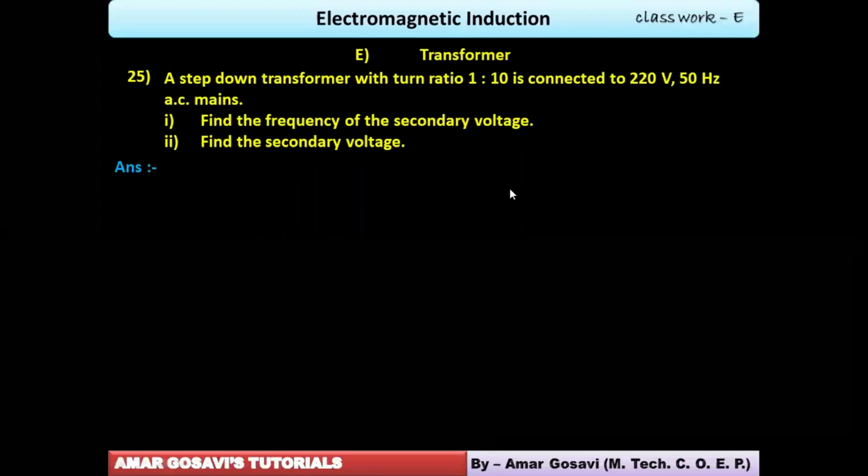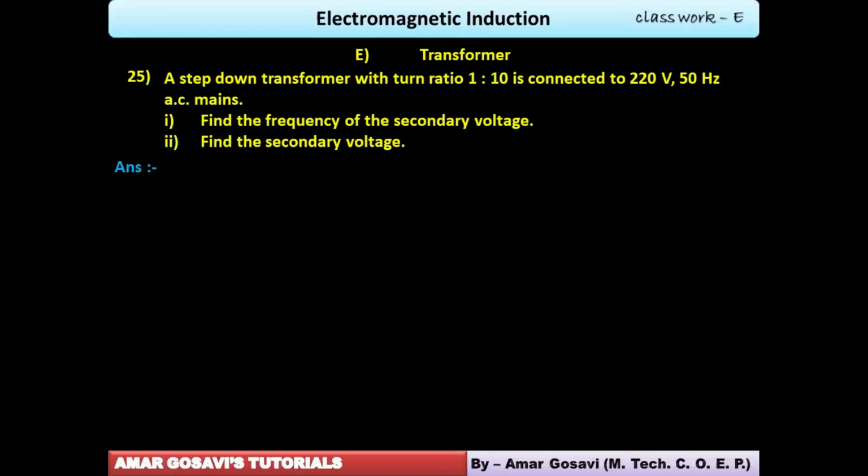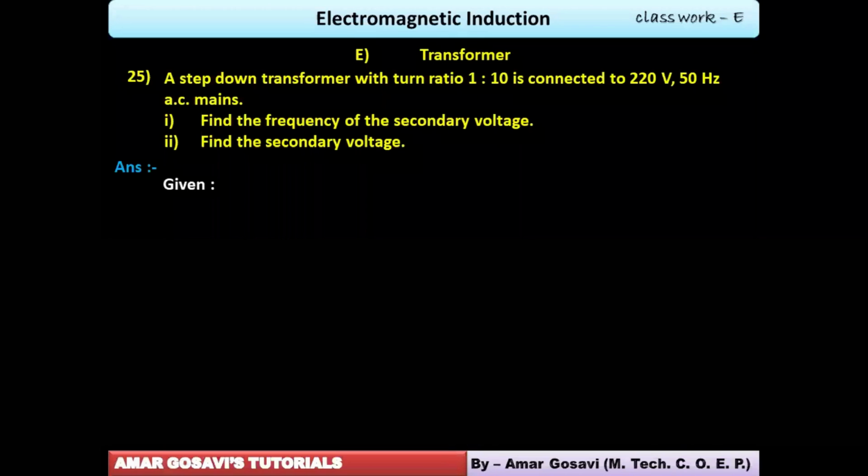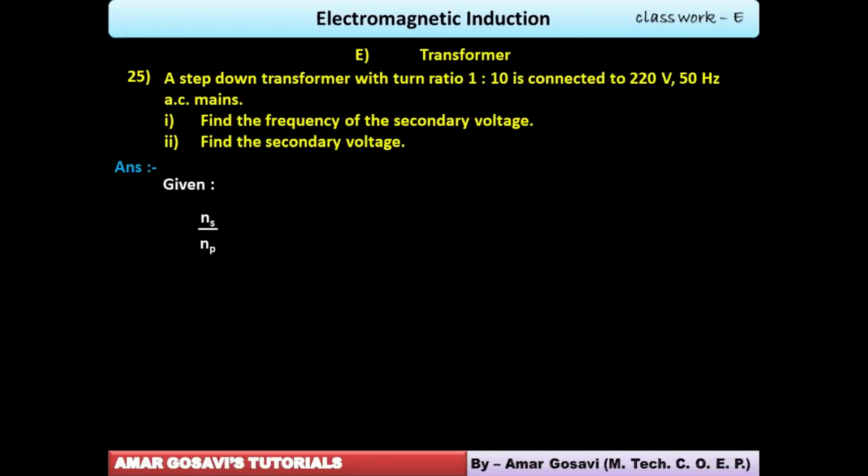So in this problem on transformers, you can see a step down transformer with a turn ratio, they say 1:10, is connected to 220 volt 50 hertz AC mains. Find the frequency of the secondary voltage and find the secondary voltage. So let's talk about the given data. The number of turns on the secondary to the number of turns on the primary, they say, is 1:10. Right, the turns ratio is given.